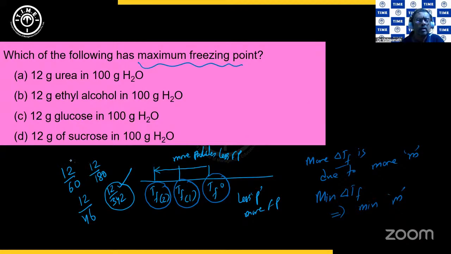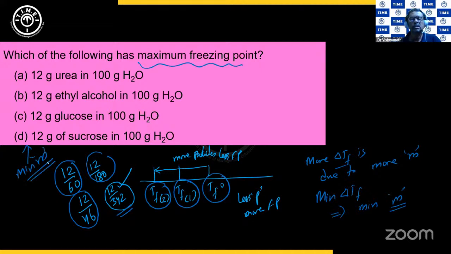First one is urea. So 12 divided by 60, weight by molecular weight. Second one is ethyl alcohol. The molar mass is 46, CH3CH2OH. Third one is glucose, 12 by 180. Fourth one is sucrose, 12 by 342, C12H22O11. So whose m is less? 12 by 60 or 12 by 180 or 12 by 46 or 12 by 342? It is this one, 12 by 342. So this has got minimum m value. Therefore, minimum decrease in the freezing point, therefore maximum freezing point.